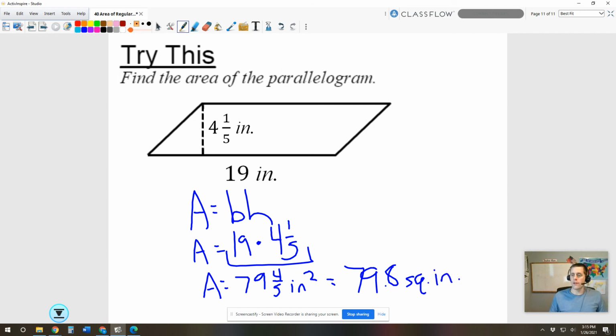All right, those are the 3 polygons we're going to cover for today. Go ahead and complete your independent practice assignment for these 3 polygons. Use your formula sheet if you need to. Take a picture of all your work and upload that file for submission.